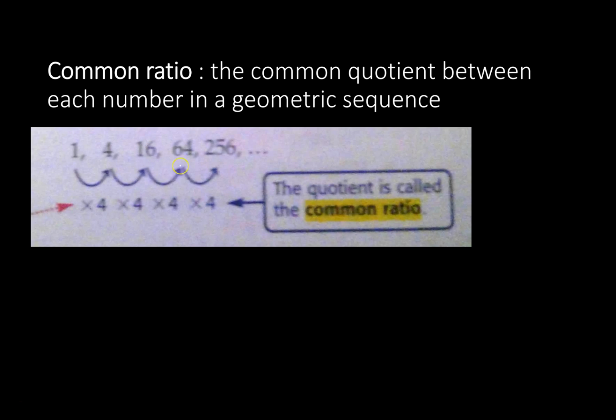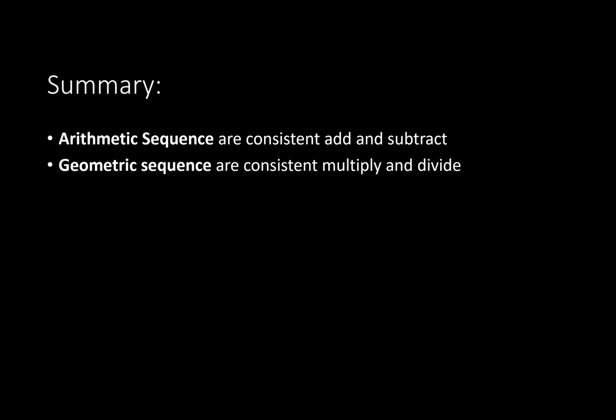So 1, 4, 16, 64, 256 would be multiplying by 4 each time, the common ratio of this geometric sequence. So your big summary is an arithmetic sequence consists of constant adding or subtracting. Geometric sequences are consistent multiplying or dividing. Because it could go up, it could go down. And there might be even a negative in there too. That's always interesting.